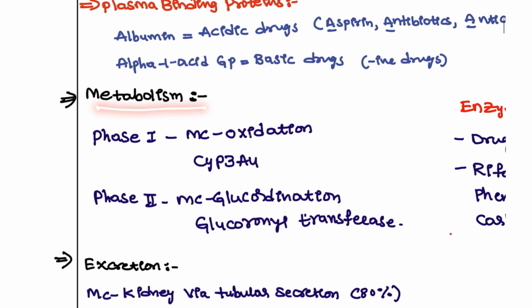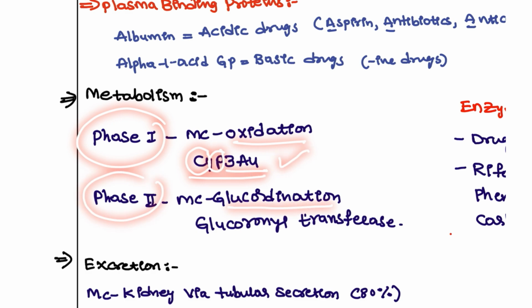Next, coming to metabolism, most commonly it takes place in the liver. Phase 1 is mostly oxidation only. The enzyme involved is cytochrome P450 3A4, that is the most commonly seen. And phase 2 is most commonly glucuronidation. The enzyme is glucuronyl transferase.